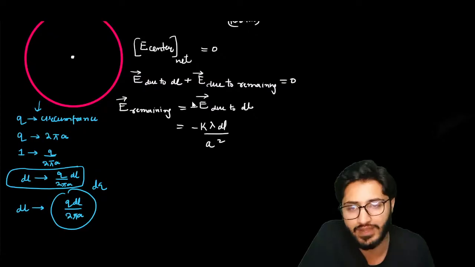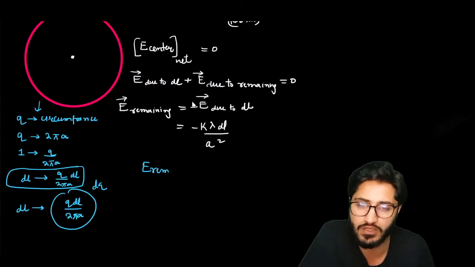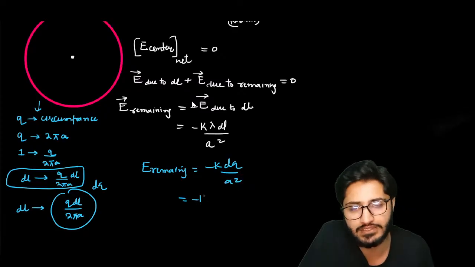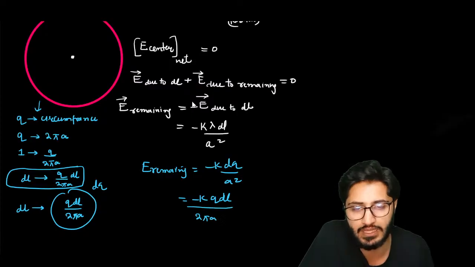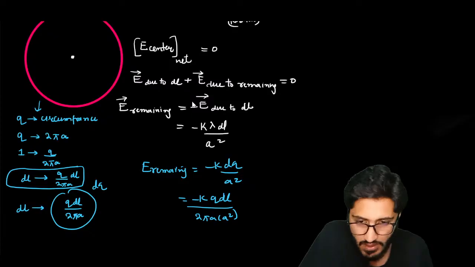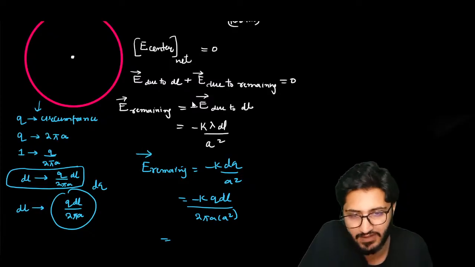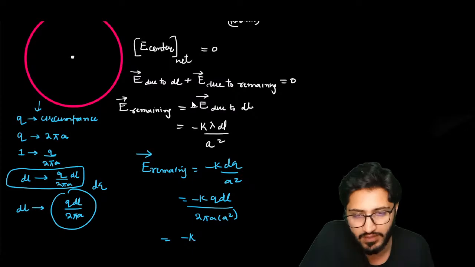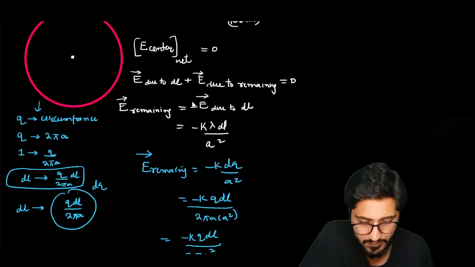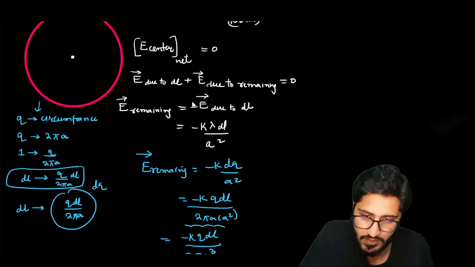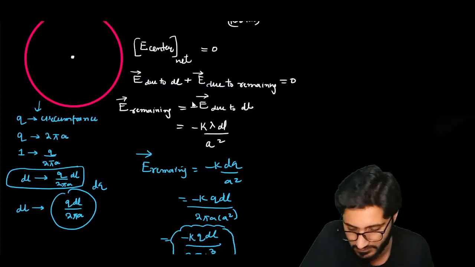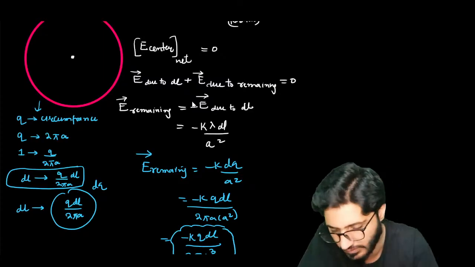So can I write now the electric field due to the remaining portion? Electric field due to the remaining portion is minus k dq divided by a square. Minus k dq, I can write q dl whole divided by 2 pi a, then we have a square. I can just simplify it. It would be minus k, then q dl whole divided by 2 pi a cube. So this will be my one more answer. Simple.